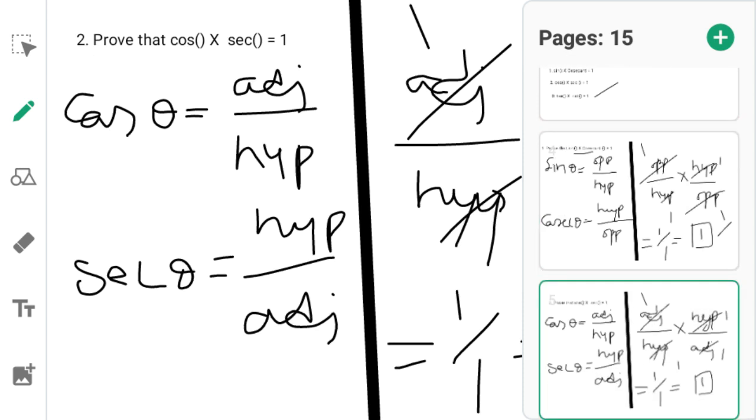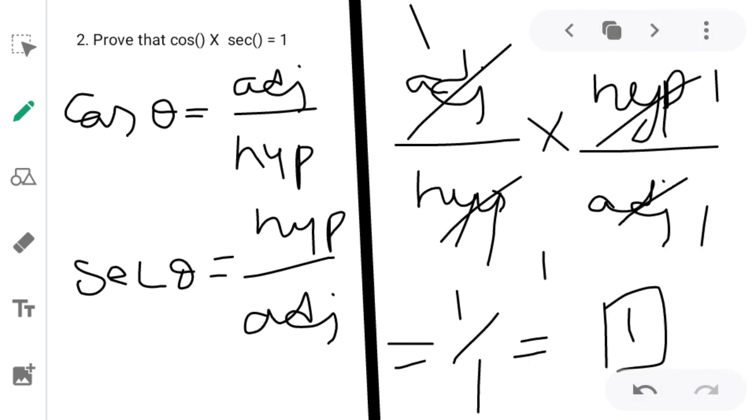Similarly, we go for the second and fifth. The second one is cos theta, the fifth is secant theta. As you know, cos theta is the ratio of the adjacent side and the hypotenuse. Secant theta is the ratio of the hypotenuse and the adjacent. We know this from the beginning, from the definition of the ratios. Cos theta is the primary ratio and secant is the secondary ratio.